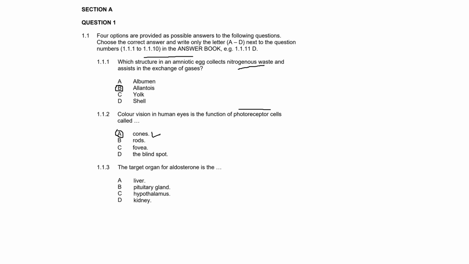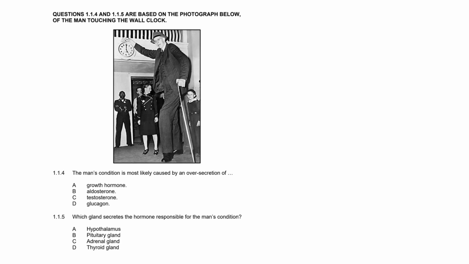And then the target organ for aldosterone. Again, it's all about knowing what does what. Remember, aldosterone is there for the kidneys. So whenever you see the word aldosterone, you must think about the kidneys. So that's going to be the kidneys. So aldosterone goes with the kidneys. Okay.